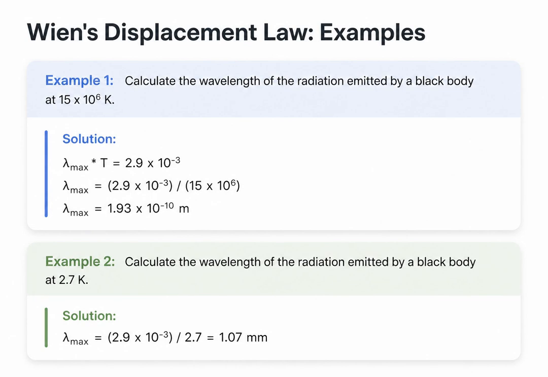Let's apply Wien's law to two extreme examples. First, imagine a black body at a stellar temperature of 15 million Kelvin. By dividing Wien's constant by this temperature, we find a peak wavelength of 1.93 times 10 to the negative 10 meters, which is deep in the X-ray region. Conversely, the cosmic microwave background radiation of the universe is at about 2.7 Kelvin. Dividing the constant by 2.7 gives a peak wavelength of 1.07 millimeters, placing it firmly in the microwave region.